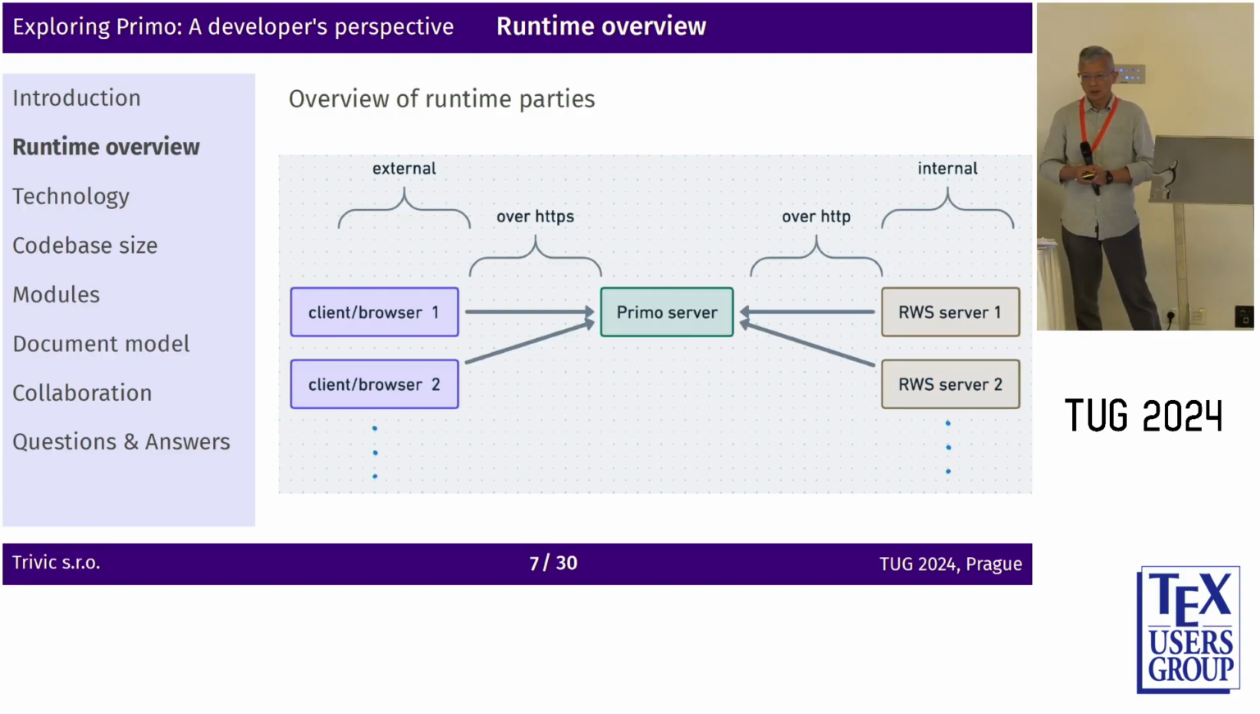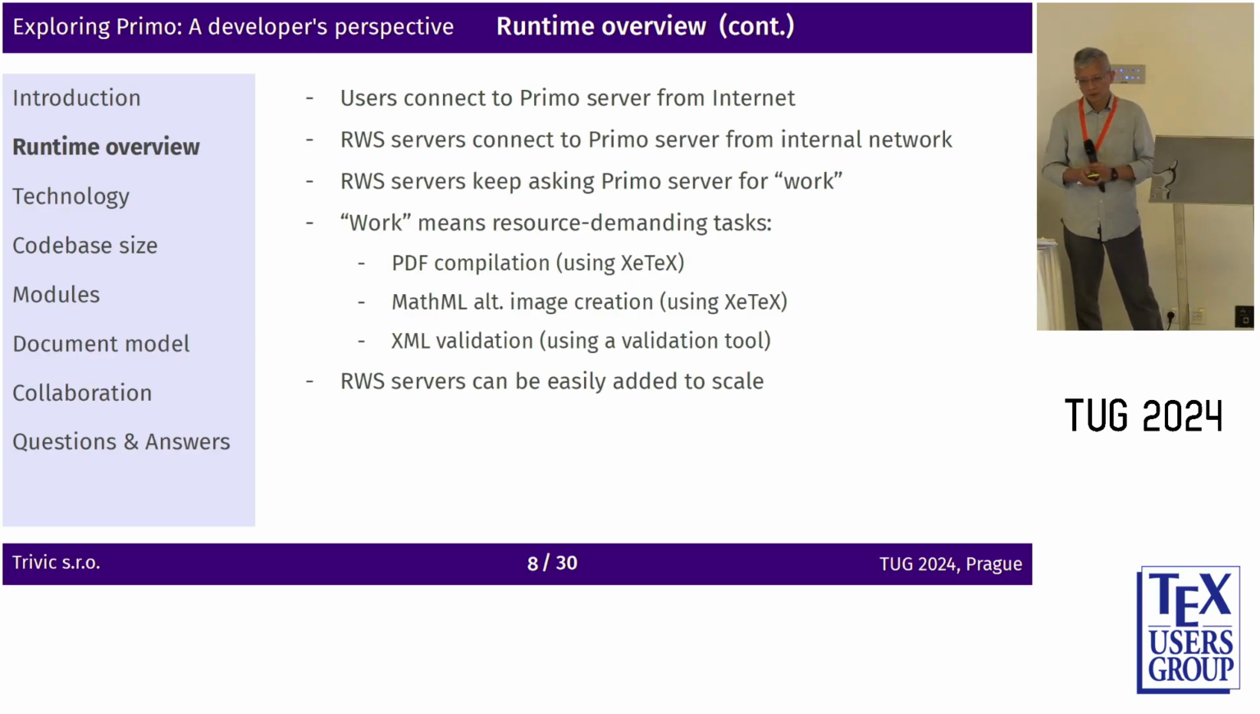So this is the overview of how it works from a high level. We have a lot of clients. The clients connect in a web browser to the Primo server, and then the Primo server has a bunch of so-called remote worker servers, which do the heavy tasks like PDF compilation or XML validation. Why are we doing that? Because we want to make the Primo server efficient. This way we can scale the Primo server very quickly. If there is more demand, we just add more remote worker servers, and that's it.